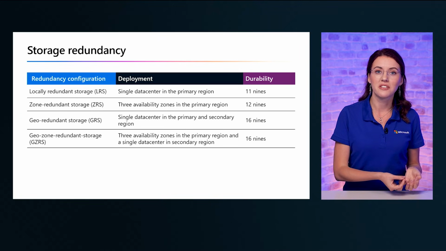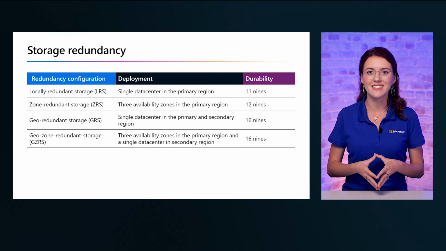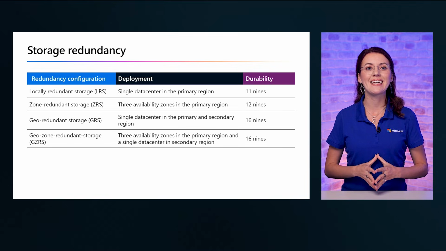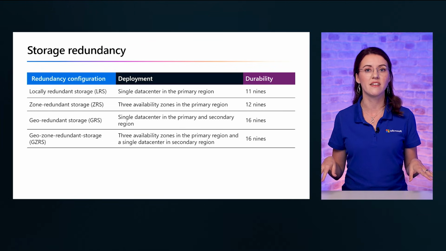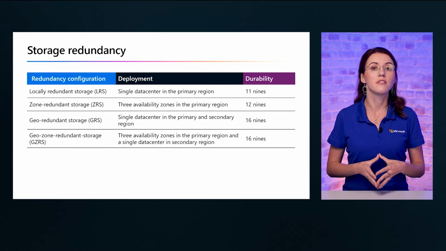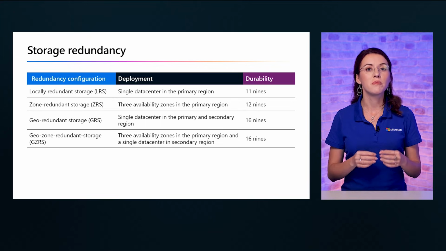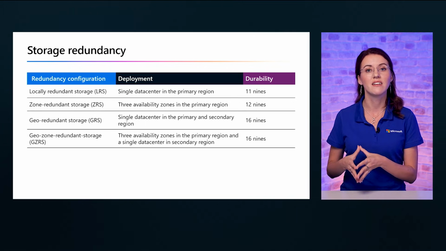Locally redundant storage, or LRS, keeps 3 copies in one data center. It's cost-effective, but only protects against hardware issues, not a full data center outage. Zone redundant storage, or ZRS, splits copies across multiple zones for extra resilience.